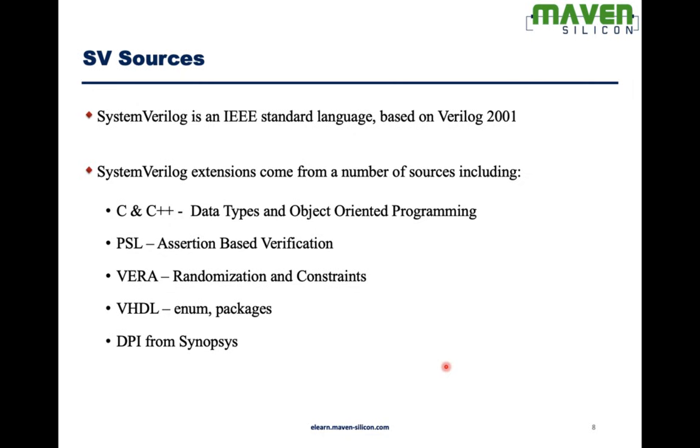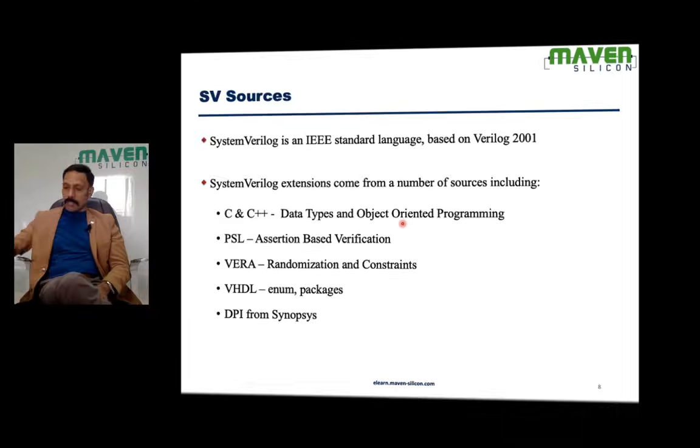How did we create this language? What are the sources? So basically, SystemVerilog is an IEEE standard language based on Verilog 2001. SystemVerilog extensions come from various languages. Languages like C, C++, PSL, Vera, VHDL. Look at this. There are a lot of new data types from C, C++, and programming methodologies like object-oriented programming. They are mainly from languages like C++.